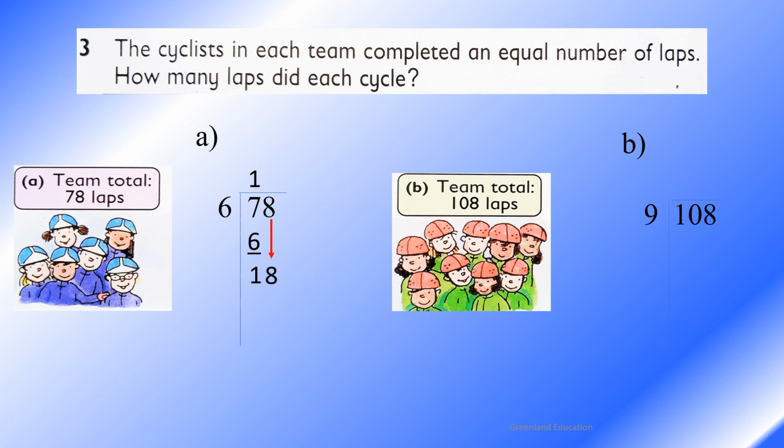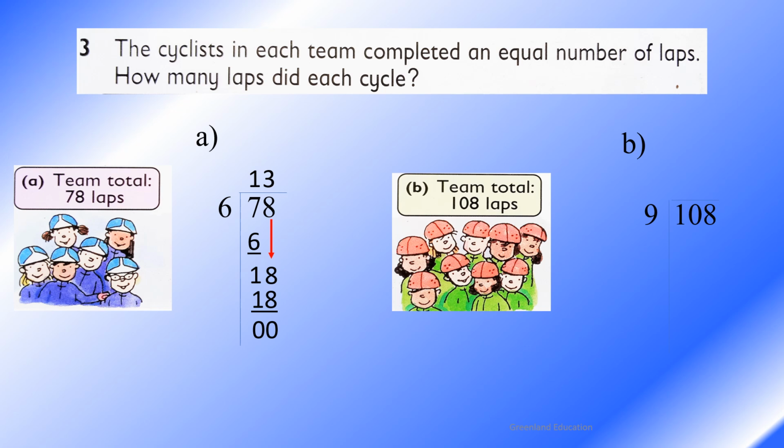So the answer is 3. You have to write 3 up. 6 3s are making 18. Next you have to multiply 6 and 3. 6 times 3, 18. You write 18 down below 18. Next you have to subtract 18 from 18, then 0. So the answer is 13. Let's move to the B1.